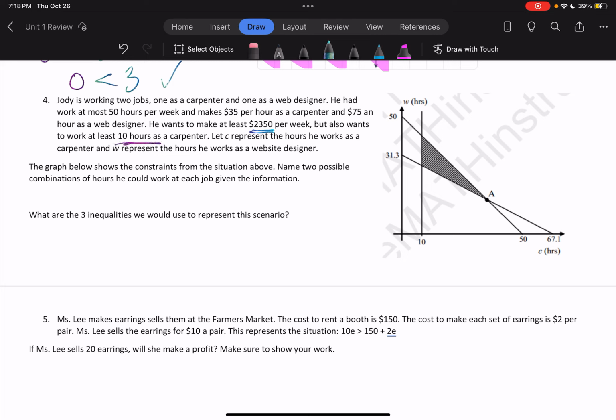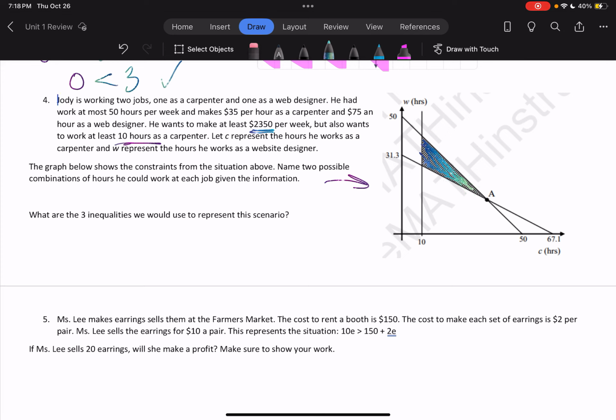Let C represent the hours he works as a carpenter and W represent the hours he works as a web designer. The graph below, to the side here, shows the constraints from the situation above. Name 2 possible combinations of hours he could work at the job given. So here they've already shaded in the part that is overlapping.